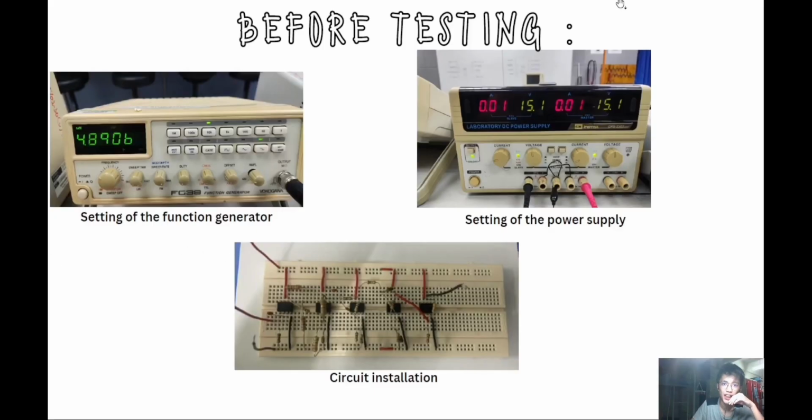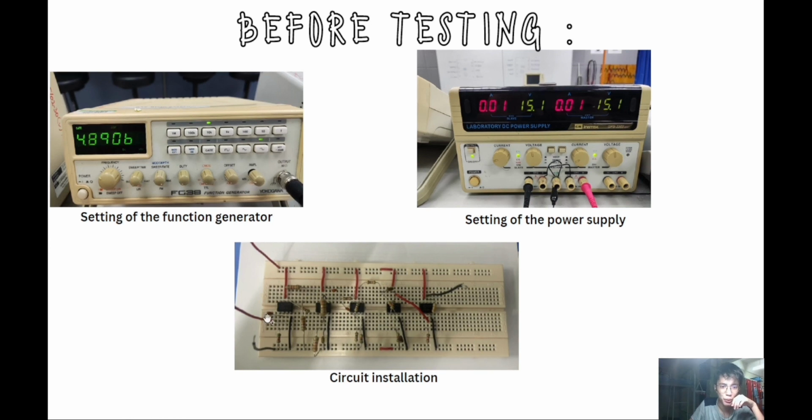Hi, I'm T, and I will continue to present about the testing result and the comparison between the theoretical result, simulation result, and the experimental result. First, we will set the function generator. The input voltage will be 350 millivolt, and the frequency will be 4.9 hertz. And we will set the power supply to 15 volt for the positive VCC and the negative VCC.